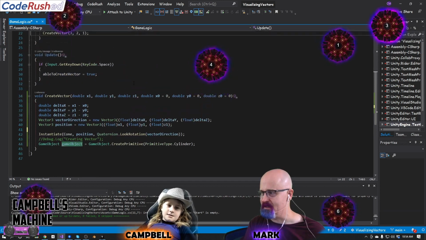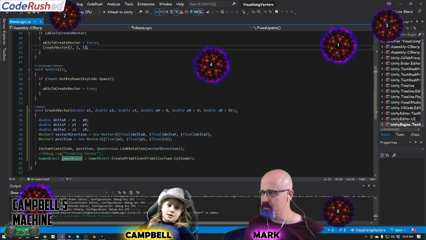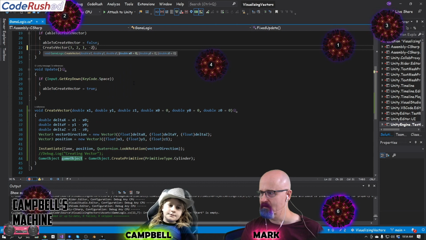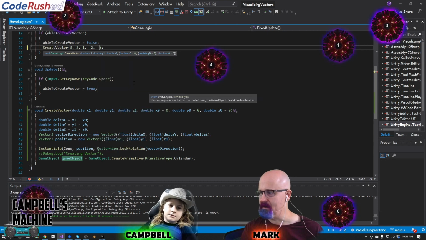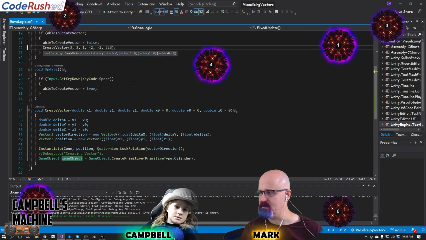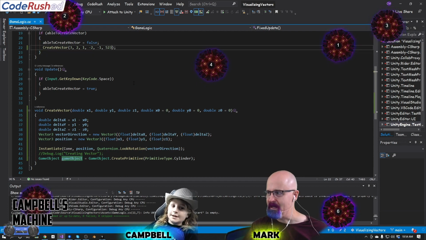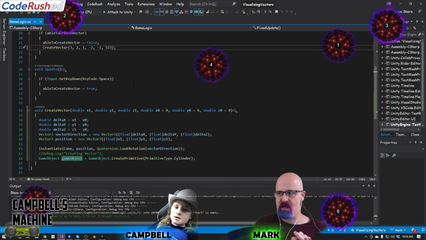So take a look at it. I just deleted that comment. We can do this, right? From -2, -1, 57, 523, right? Okay. We can create a vector that goes from one place to the other.